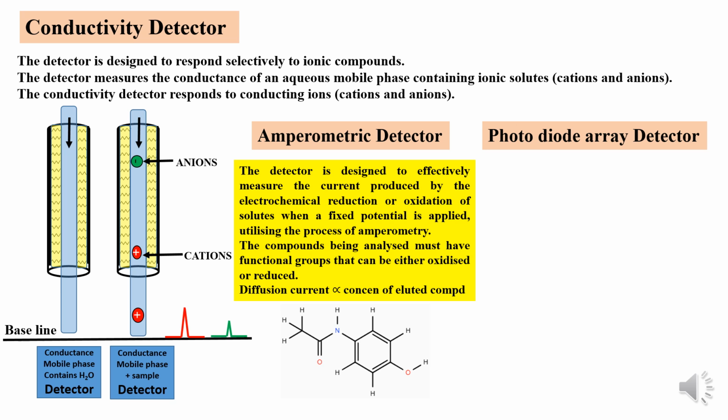And the photodiode array detector. Now the photodiode array detector provides us a spectrum which is a 3D plot of absorbance versus time versus wavelength. So the major advantage with the photodiode array detector is that it provides us with three different parameters for the molecule to be analyzed. That is the absorbance of radiation by the molecule, the time taken by the molecule to elute out of the column, and the wavelength at which the molecule absorbs the radiation. So it is a 3D plot.